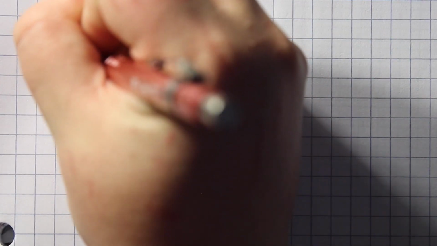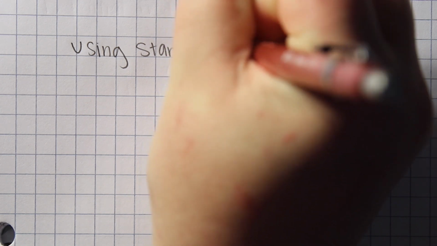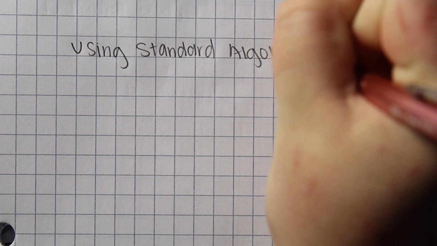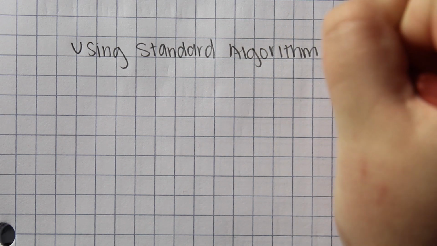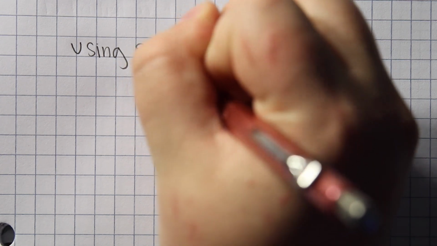Now we're moving on to using standard algorithm for multiplication in base 10. And the problem that we're going to be working with is 387 times 64. So I'm going to go ahead and write this in a standard algorithm way with the numbers on top of each other aligned by their place value.